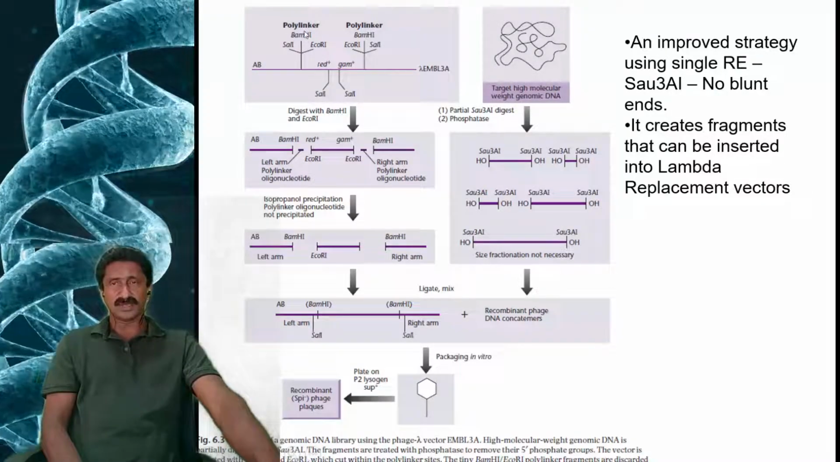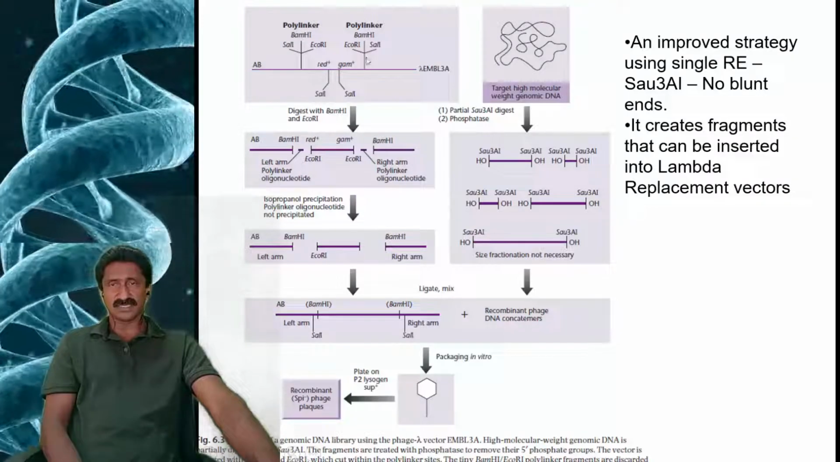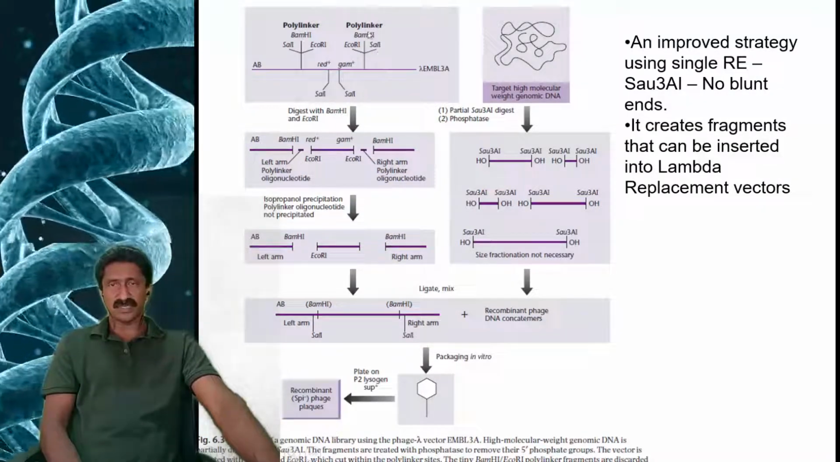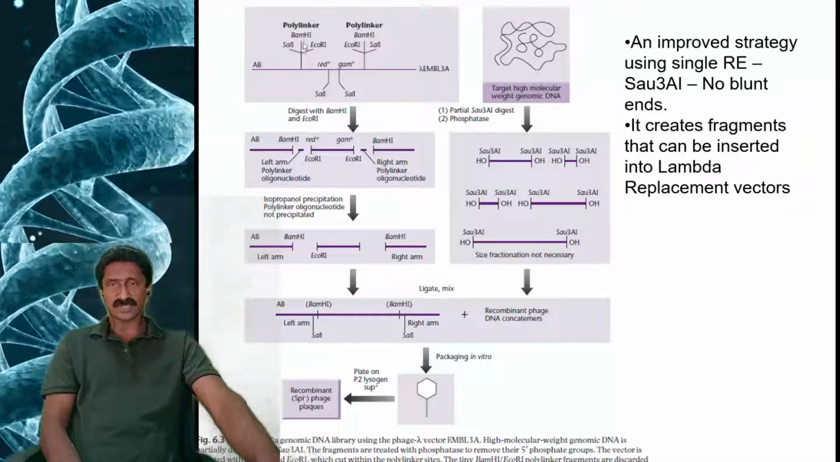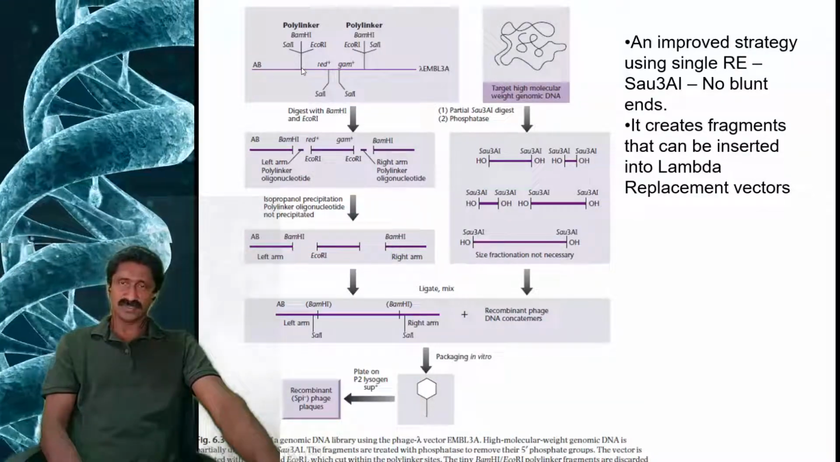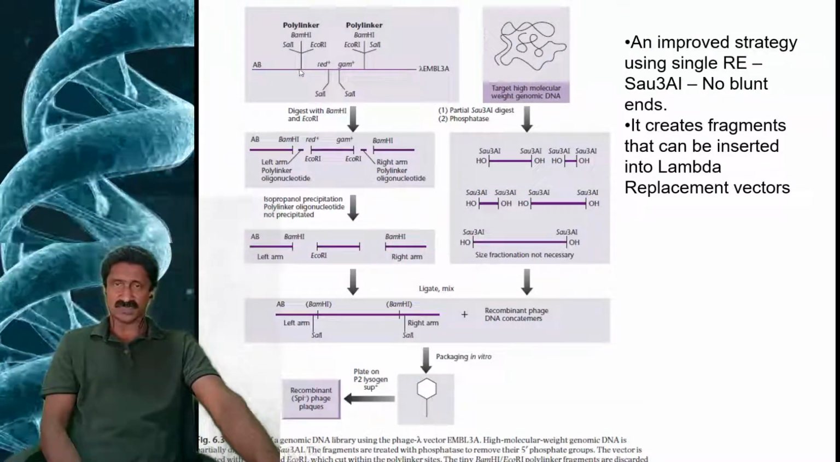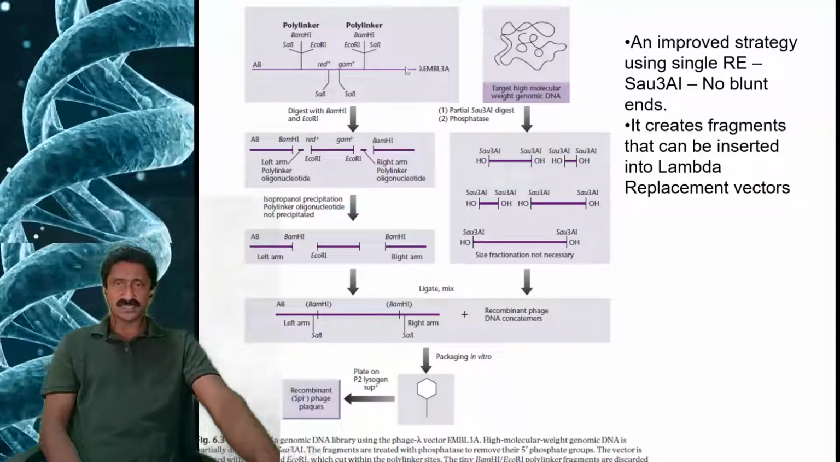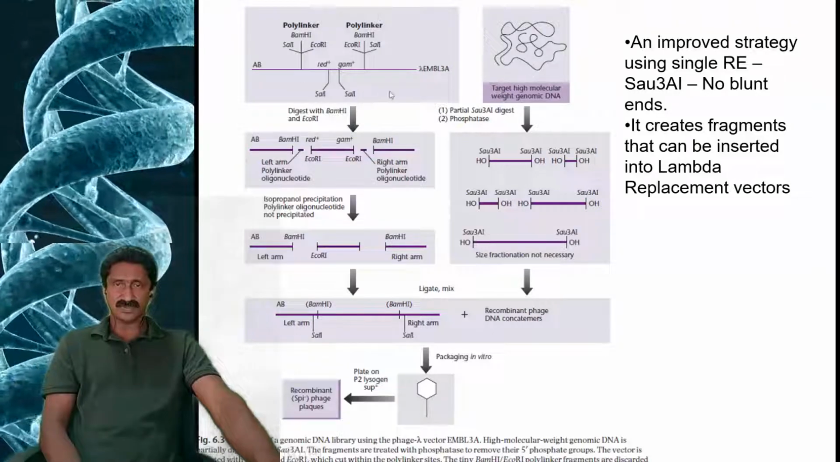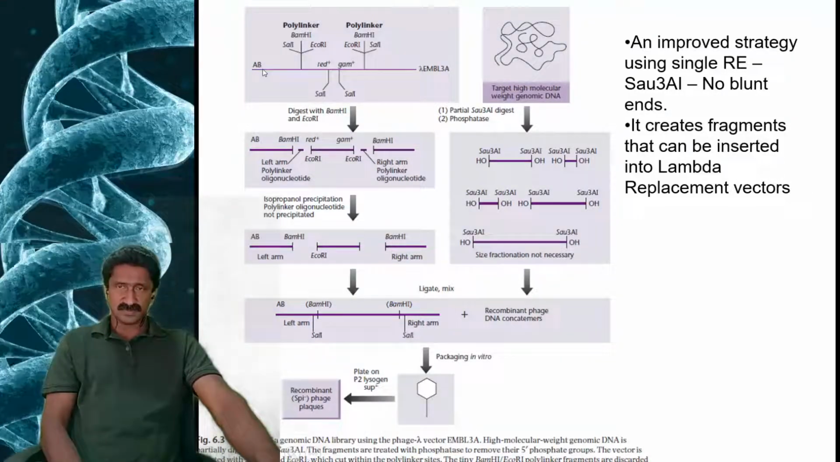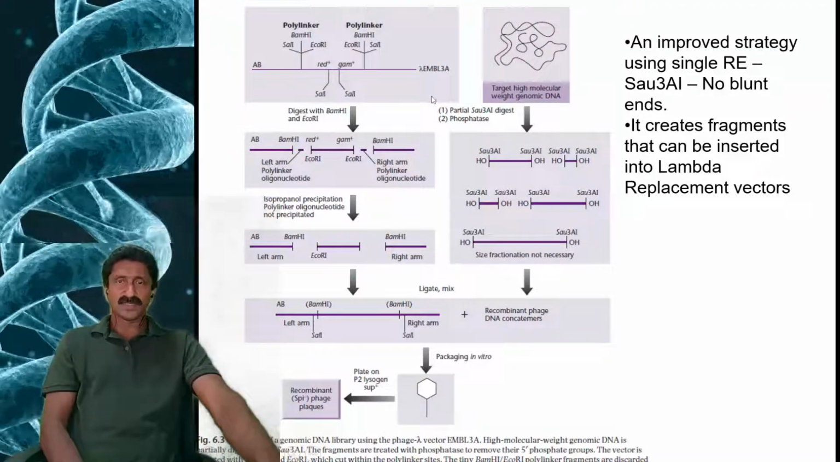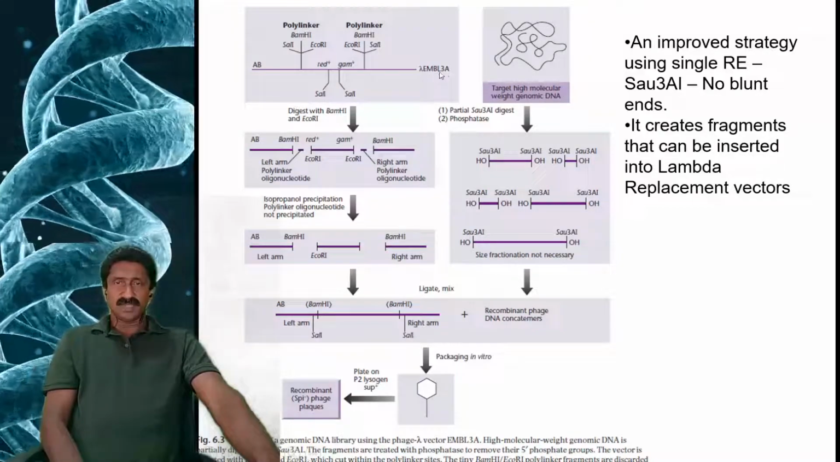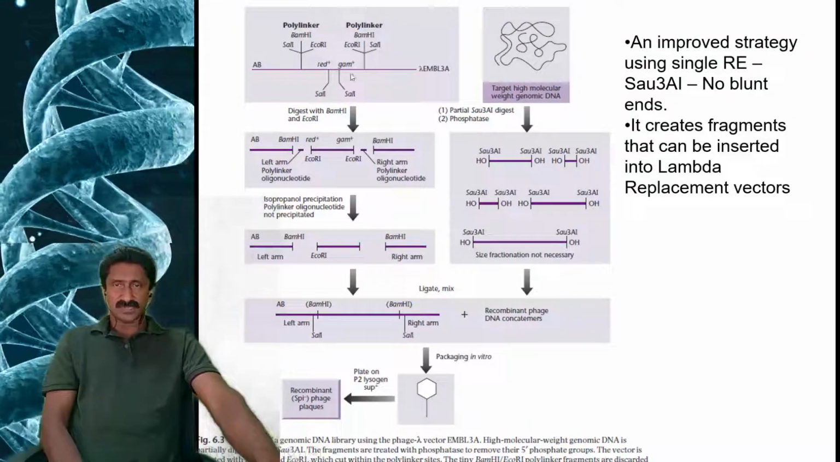A polylinker site is present here. Polylinker means three different restriction enzymes can act at this point. Three different restriction sites are present here. This is another restriction site, and this is another restriction site. So this is a specific lambda vector, Lambda EMBL3A, a vector with multiple restriction sites.